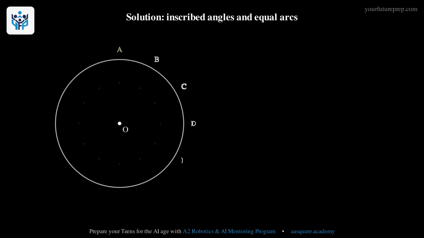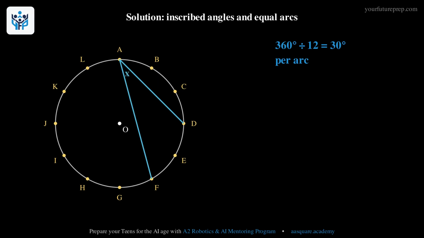Let's draw the circle with its 12 equally spaced points, labeled A through L, and its center O. A full circle is 360 degrees, split into 12 equal arcs. So each small arc measures 360 divided by 12, which is 30 degrees.